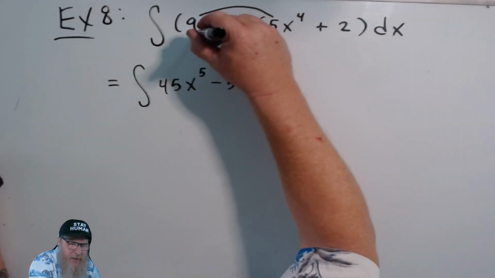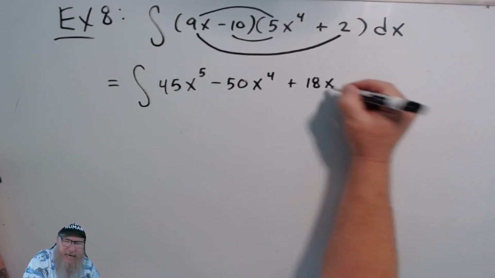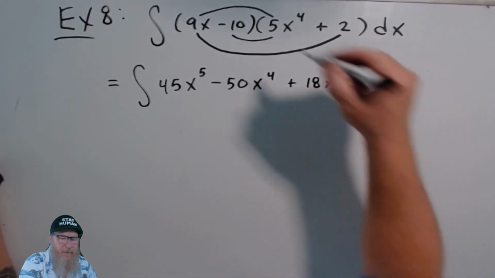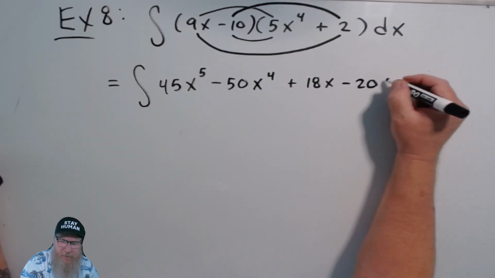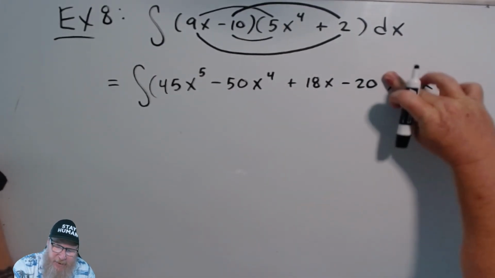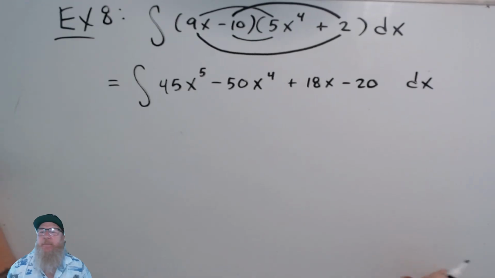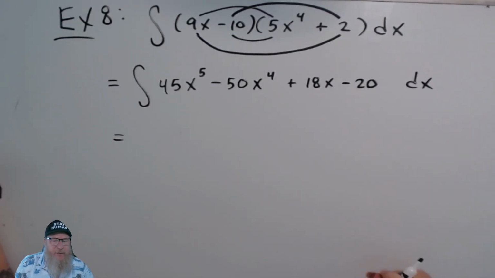Then I'll do 9 times 2, so that'll be 18x. And then I'll do negative 10 times 2, which will be negative 20. And I really don't need the parentheses anymore. I've dispensed of them. And now we can march down the line term by term.